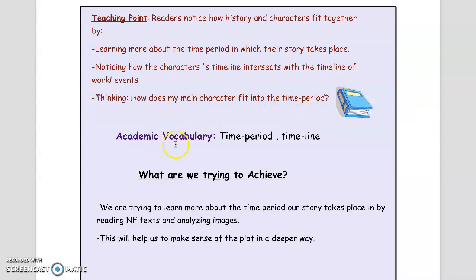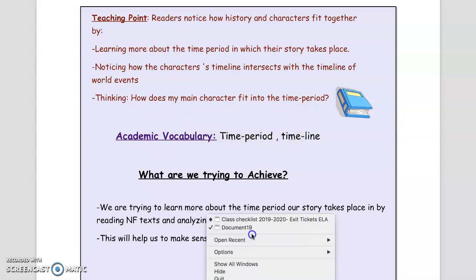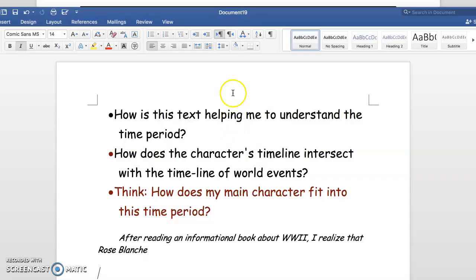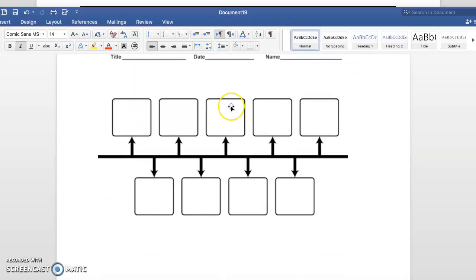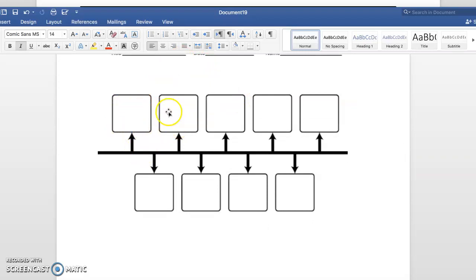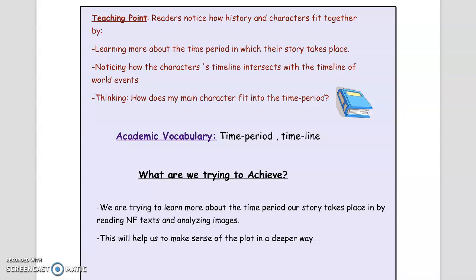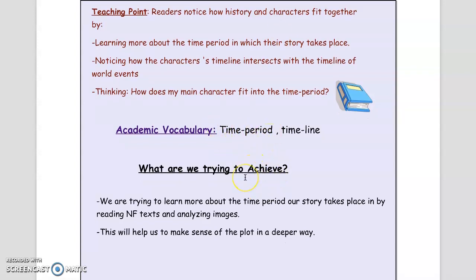So our academic vocabulary is time period and timeline. We know that a timeline helps us to see the order of events, of how something happens. So a timeline looks like this. It tells us what happened first, second, and so on. So it gives us the sequence of events. And time period would be a very specific time in history.